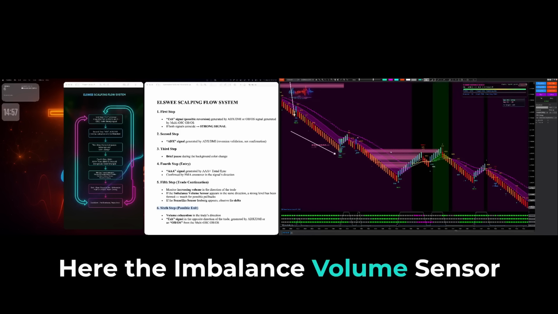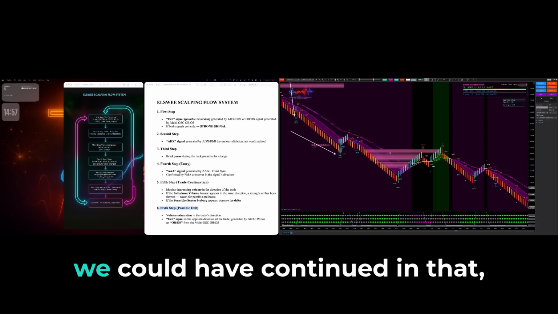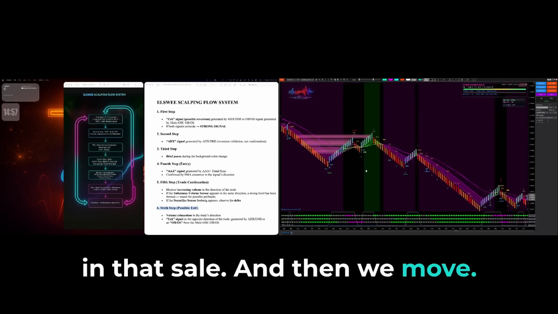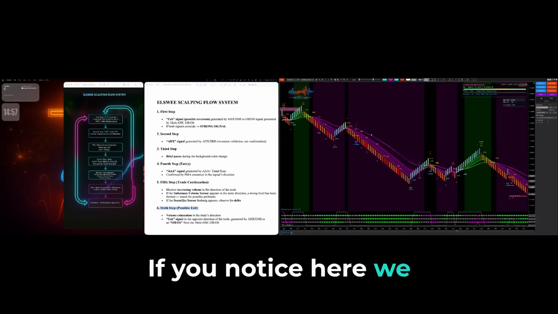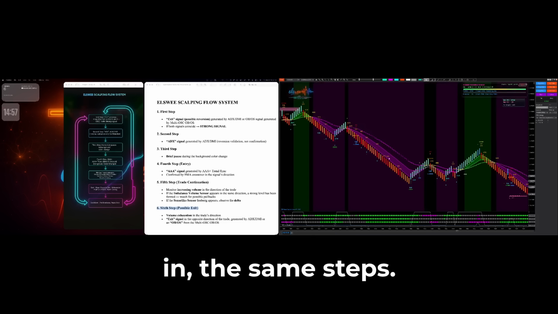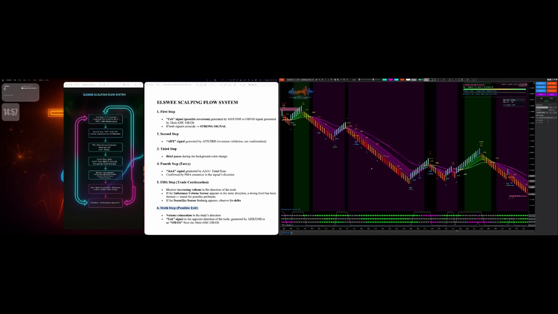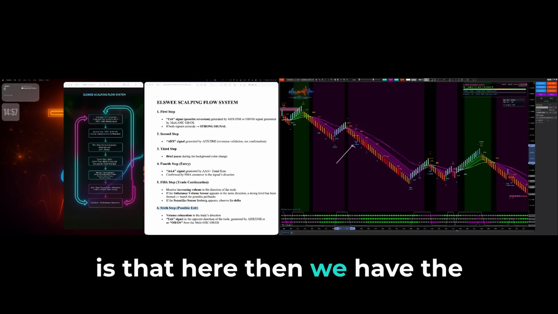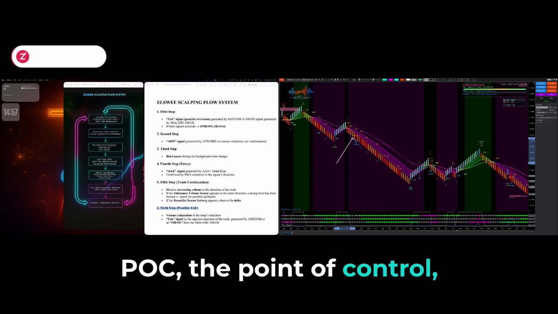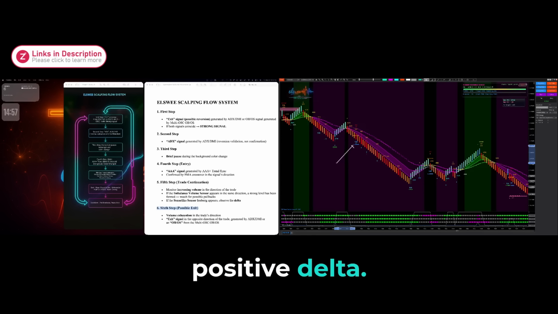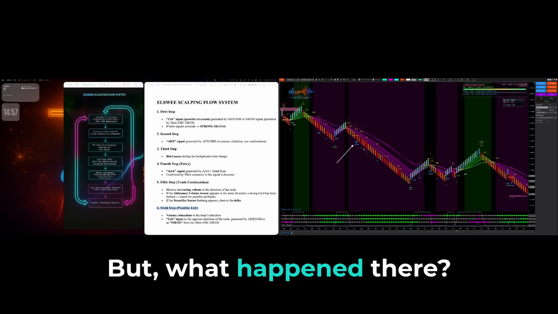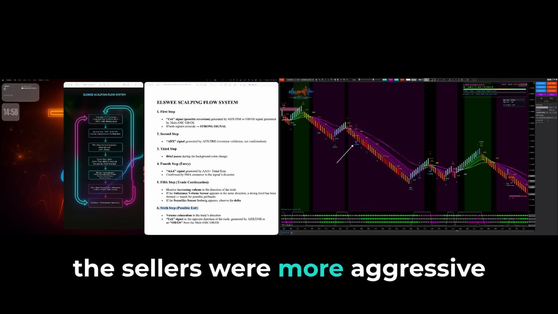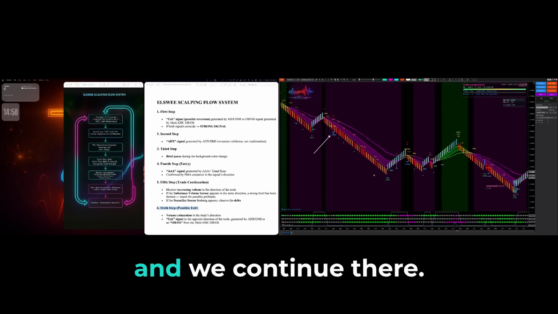Here the imbalance volume sensor comes out again, confirming that we could have continued in that sale, and then we move. If you notice here, we have another sequence with the same steps. The difference we have here, which we hadn't seen, is that here we have the POC, the point of control, and here we have a positive delta. But what happened there was absorption. There wasn't enough strength. The sellers were more aggressive and ate up those buyers, and we continue there.